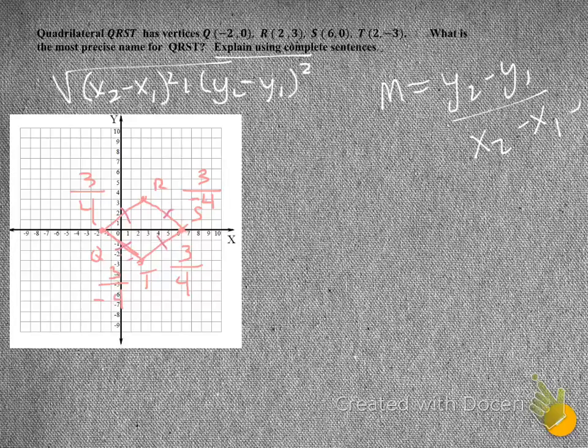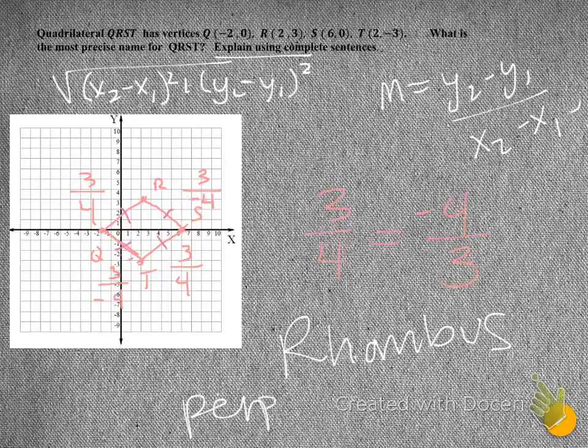So remember, parallel slopes are the same. So the ones that are across from each other are the same, which means that they're parallel to each other, but perpendicular is opposite reciprocal. So if I would have had 3/4, the opposite reciprocal would have been -4/3 for it to be a 90-degree angle. So because none of these are opposite reciprocals of each other, I don't have any right angles. So the answer to this is a rhombus, because there are no perpendicular slopes, but we have parallel slopes and congruent sides.